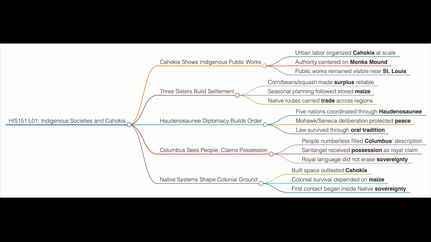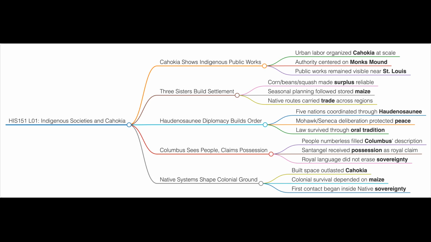A mound is not scenery. It is evidence of administration, food supply, and repeated collective work. The size of Cahokia also shows that native people solved the same practical questions later empires would face. How do you feed a concentrated population? How do you organize work beyond a household?